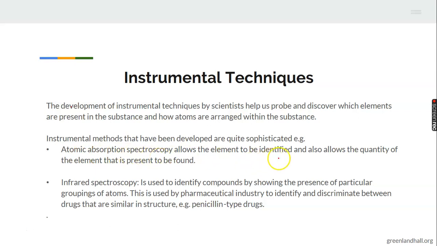And you can also know the quantity of the element that is present in that element or compound. Okay, so infrared spectroscopy. This one is used to identify compounds by showing the presence of particular groupings of atoms. It will show you how many atoms and the atoms in that compound. This is used by the pharmaceutical industry. They use it to discriminate between drugs that are similar.